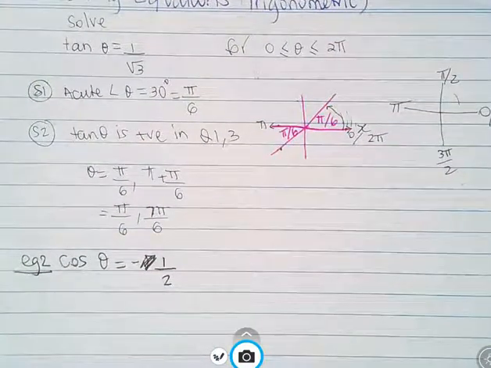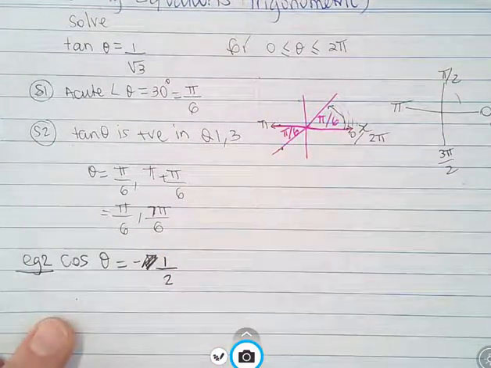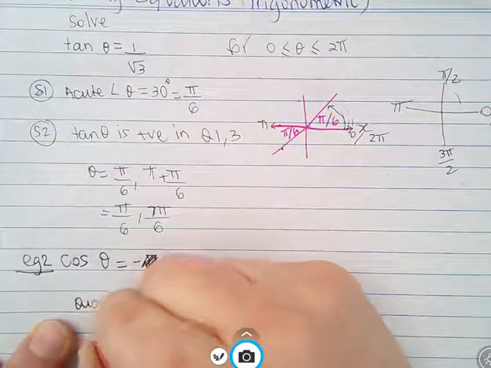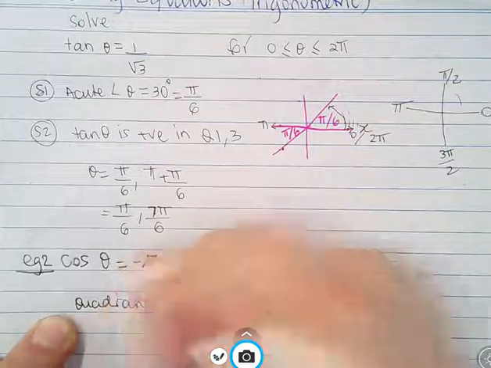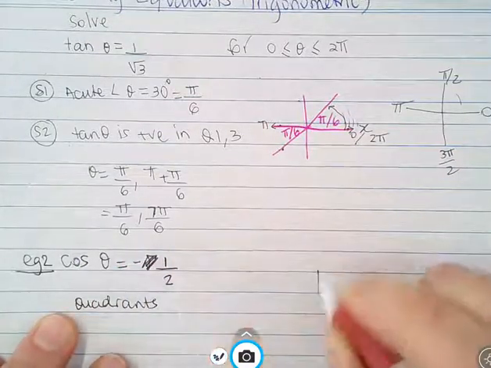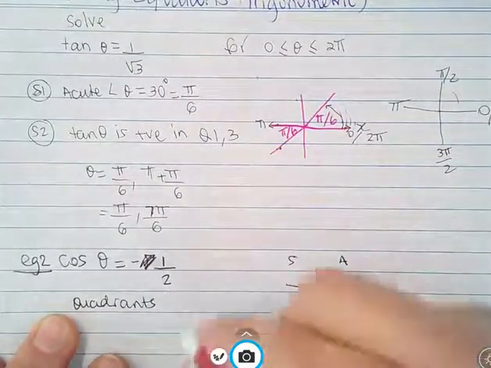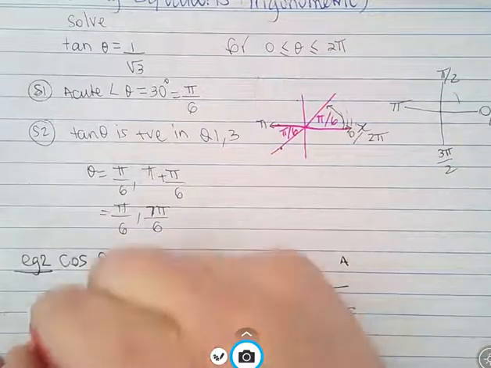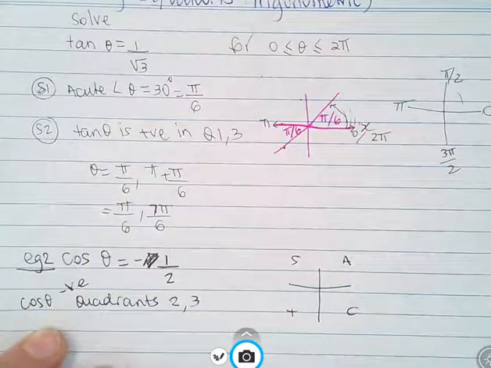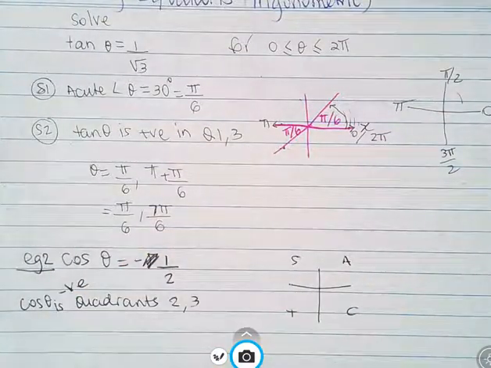Next: cos of theta is -1/2. You can do your quadrants first or your acute angle. It doesn't matter. Maybe let's do the quadrants. Cos is negative this time, so what quadrants? Remember, we've got All Stations To Central. Quadrants 2 and 3. So cos theta is negative in quadrants 2 and 3. You can just write Q2 and 3.